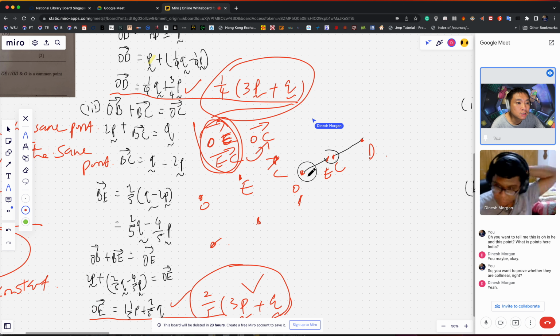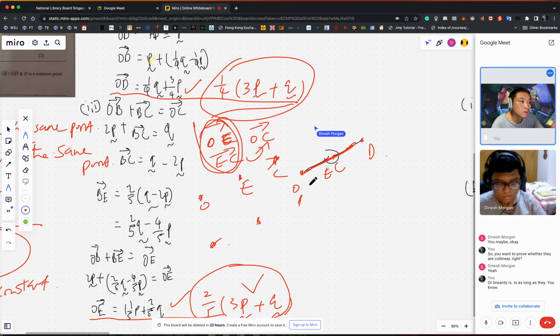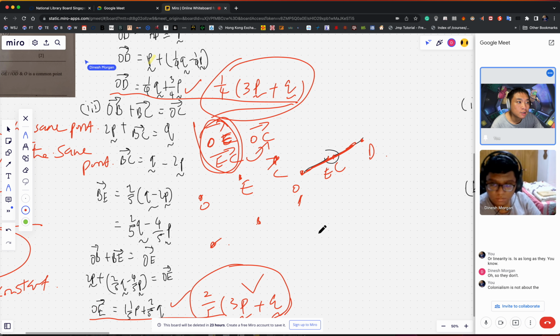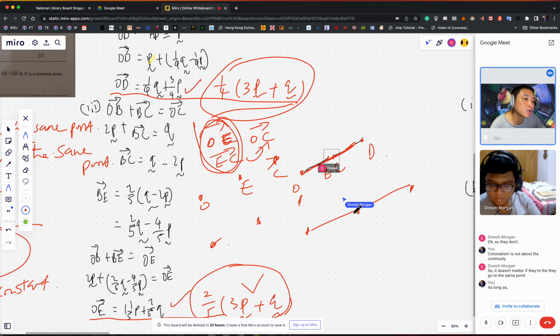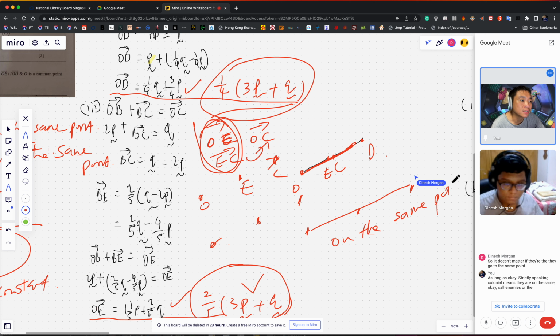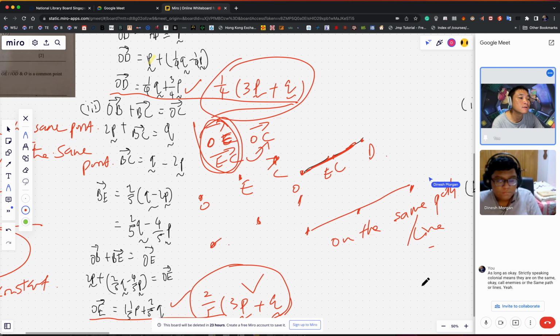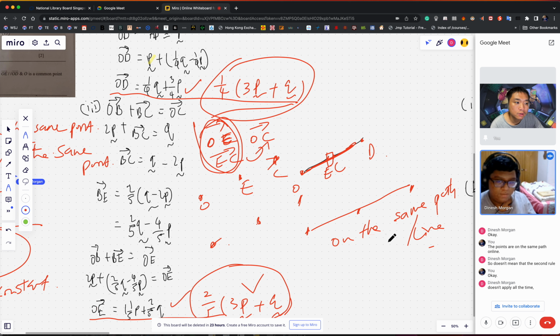Yeah. Collinearity is not about the continuity. Strictly speaking, collinear means they are on the same path or line, something like that. Okay, the points are on the same path or line. Wait, so doesn't that mean that the second rule doesn't apply all the time? They're going through the same point.